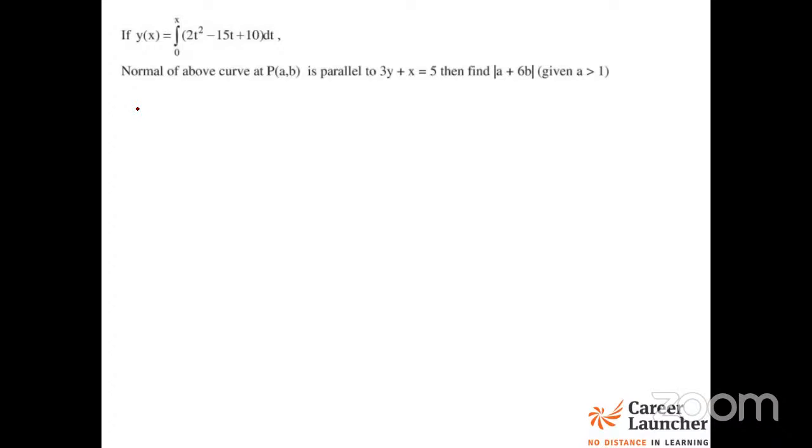Now, normal to the above curve, I'm sorry. Normal to the above curve at P, a comma b is parallel to this line. Then find mod a plus 6b is what we need to find. It's given that a is greater than 1. Now if you find dy by dx, what is the derivative for this? 2x square minus 15x plus 10. So if you find at the point P, dy by dx at P will be 2a square minus 15a plus 10.